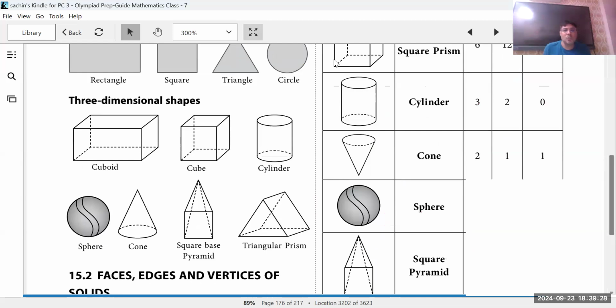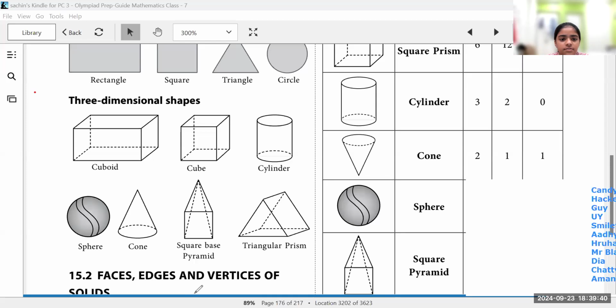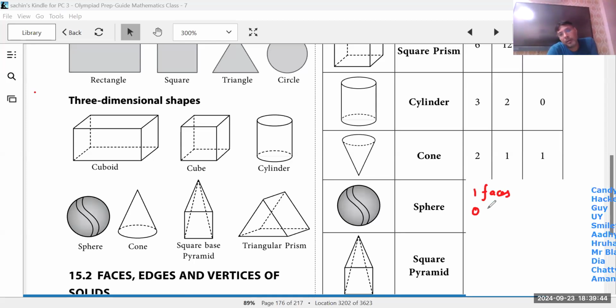Now let's do the sphere. How many faces are there? 1. One face. How many edges are there? 0. 0 edges and 0 vertices.